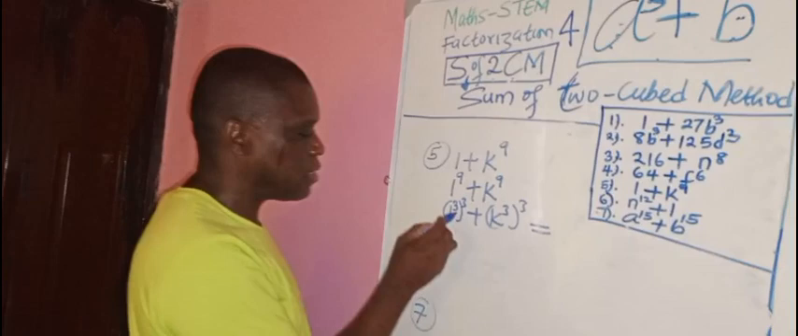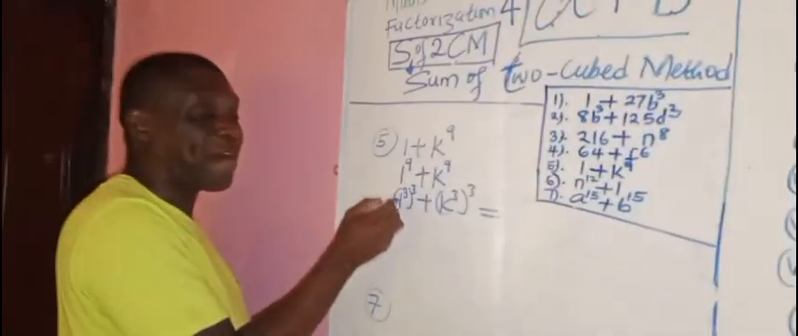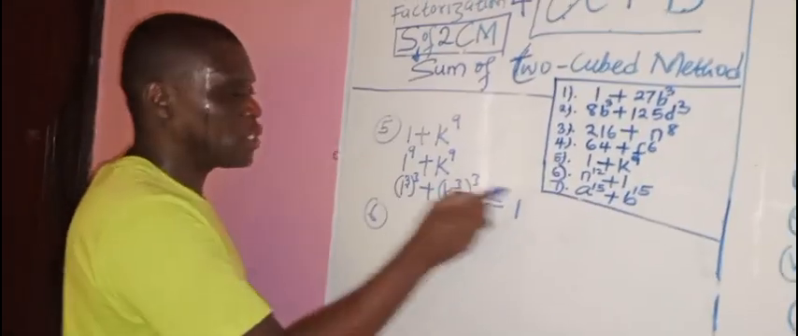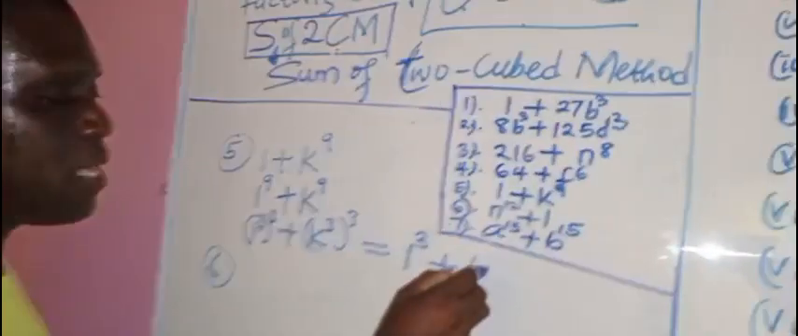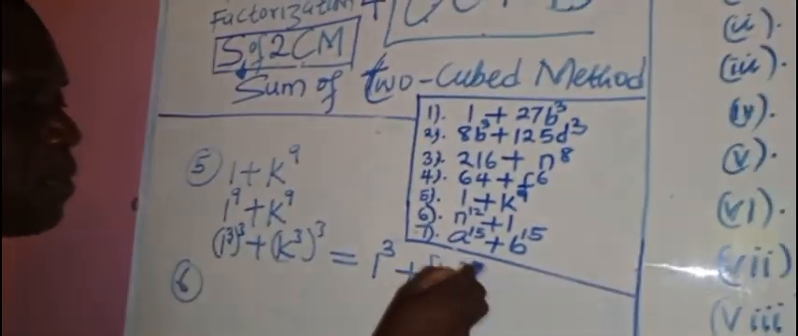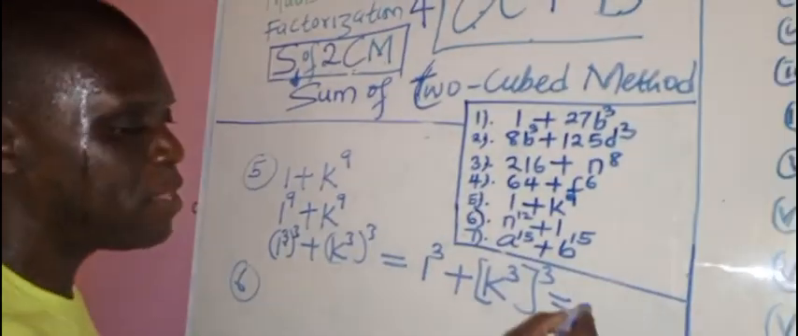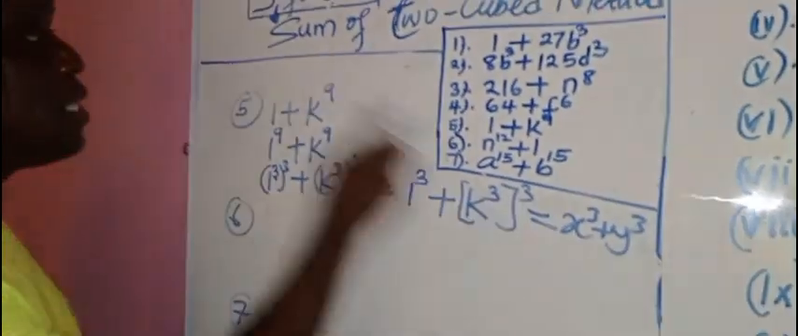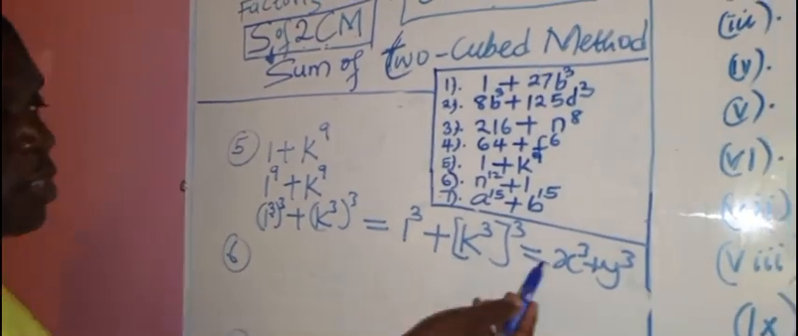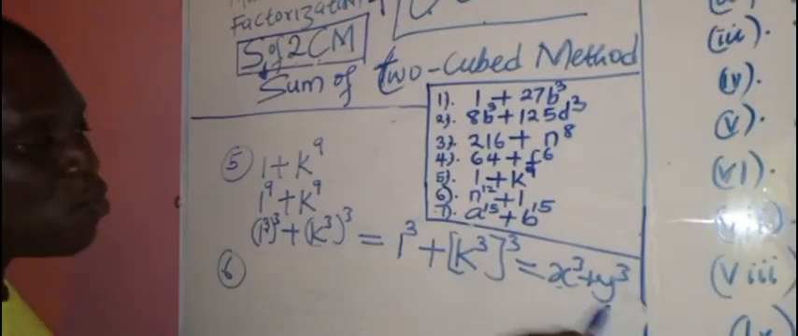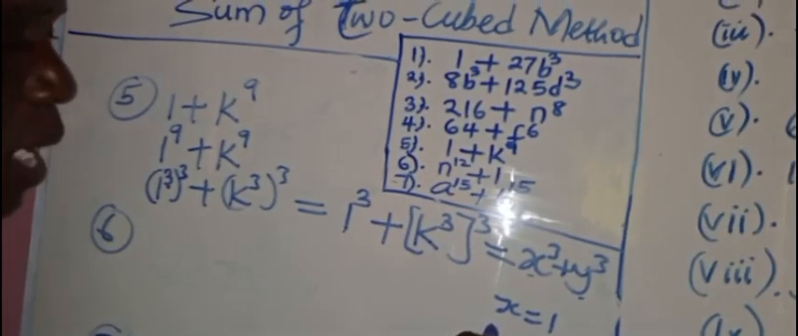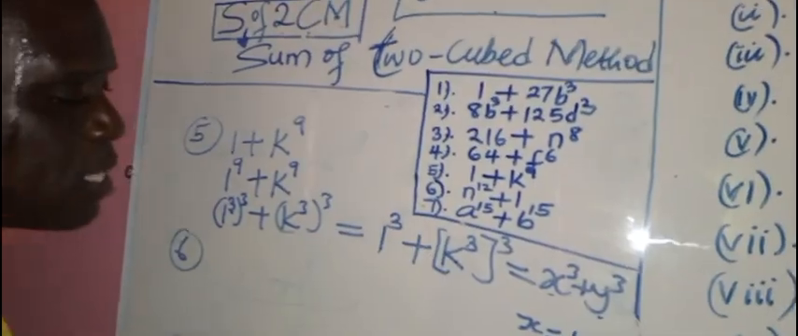This becomes, I told you that 1 raised to the power anything is 1. So this 1 raised to the power 3 inside will still remain 1. Then raised to the power 3, now you put it there. Do you understand that? Plus this k raised to the power 3, everything raised to the power 3. So you now take this as maybe your x raised to the power 3 plus y raised to the power 3. So when you expand this using the sum of 2 cubes method, which you already know, your x will become 1, your y will become k raised to the power 3. X will be 1. Then y will be k raised to power 3. Do you understand that? All right.